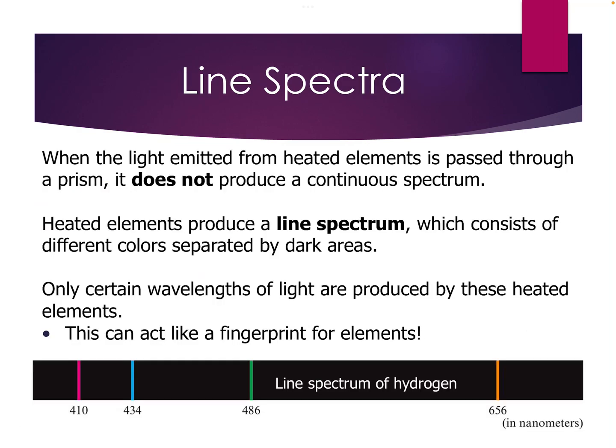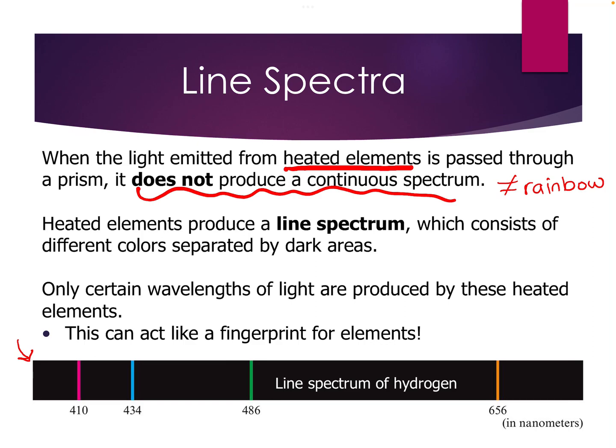So when light is emitted from heated elements, so not a white light, not a light bulb, but a heated element, and then that is passed through a prism, it does not produce a continuous spectrum. So it does not give a rainbow, okay? Instead, we see a line spectrum, and this is a line spectrum shown down here. It has different colors, and they are separated by dark areas.